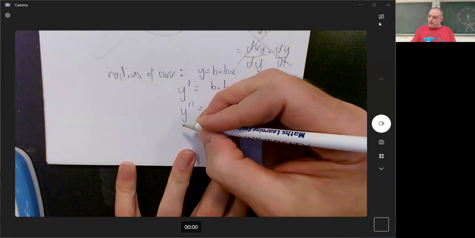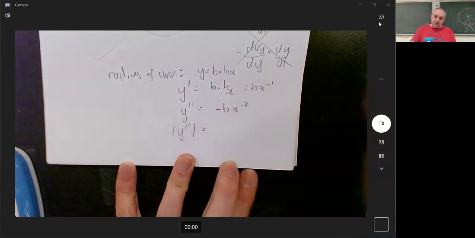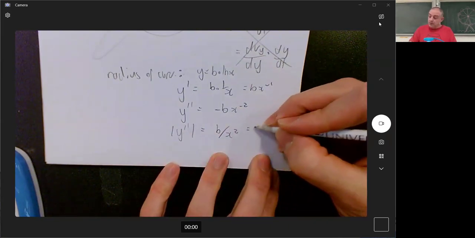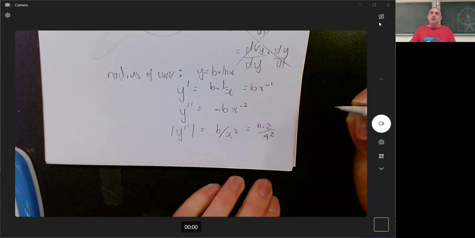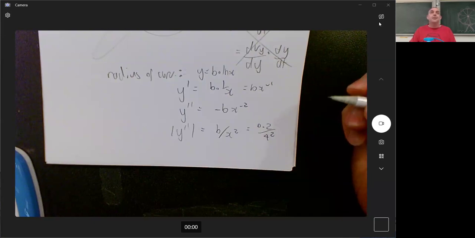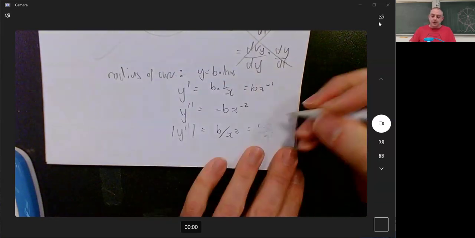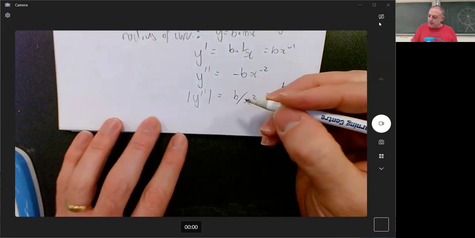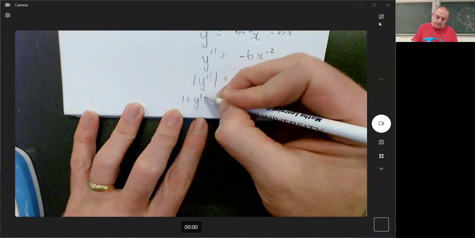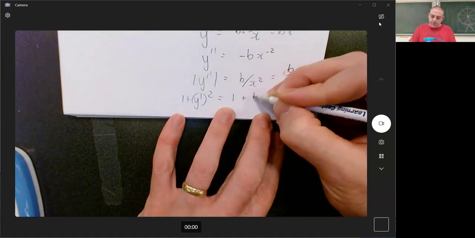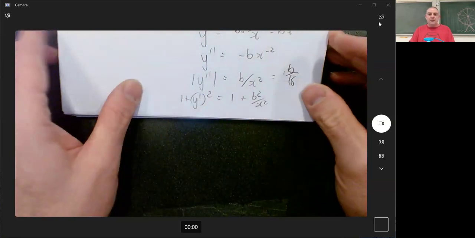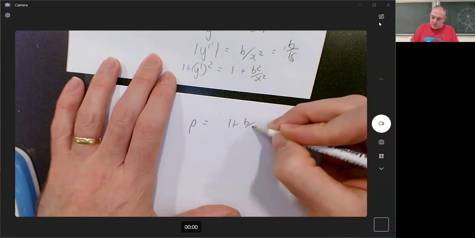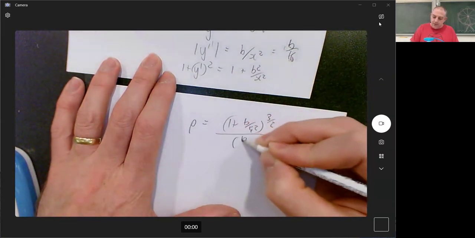And so we need the absolute value of y double dash, which would be b on x squared, because the minus will go away. And that is 0.2 on 4 squared, which is a terribly small number. I'm just going to call it b on 16 at this time. Okay. And then 1 plus y dash squared is 1 plus b squared on x squared, and we need that to the power of 3 on 2. And so rho is 1 plus b squared on 4 squared to the power of 3 on 2, on b on 16.